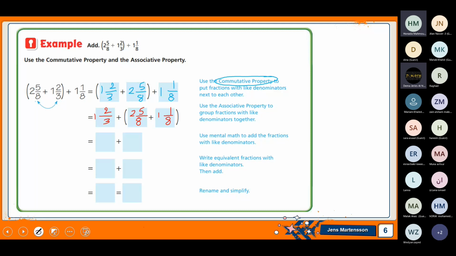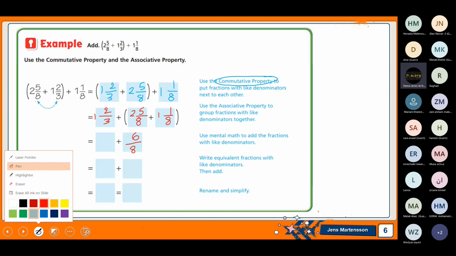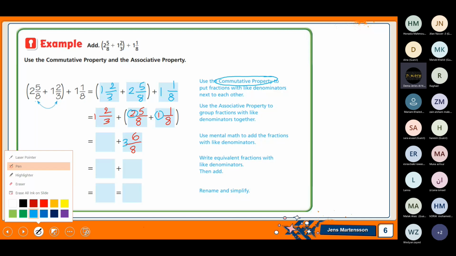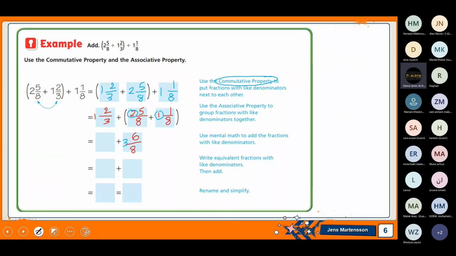Now let's add the fractions. 5 plus 1 equals 6. And then let's add the whole numbers. 2 plus 1 equals 3. Then I will write down 1 and 2 over 3. Now, after I finish, I will add them together.